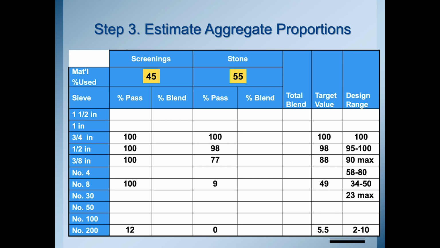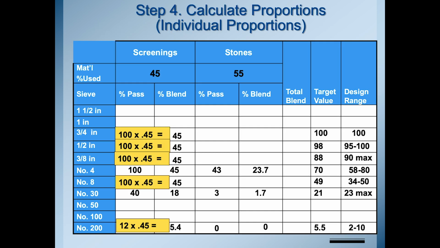You're trying to determine how much of your screenings and your stone need to go into a specific cold feed adjustment. So now we go over to this case. We're going to do a trial and error. We're going to say 45% of your material comes from the screenings and 55% comes from the stone, and you insert that into your calculation worksheet. It's exactly the same thing as we did for the mix design.